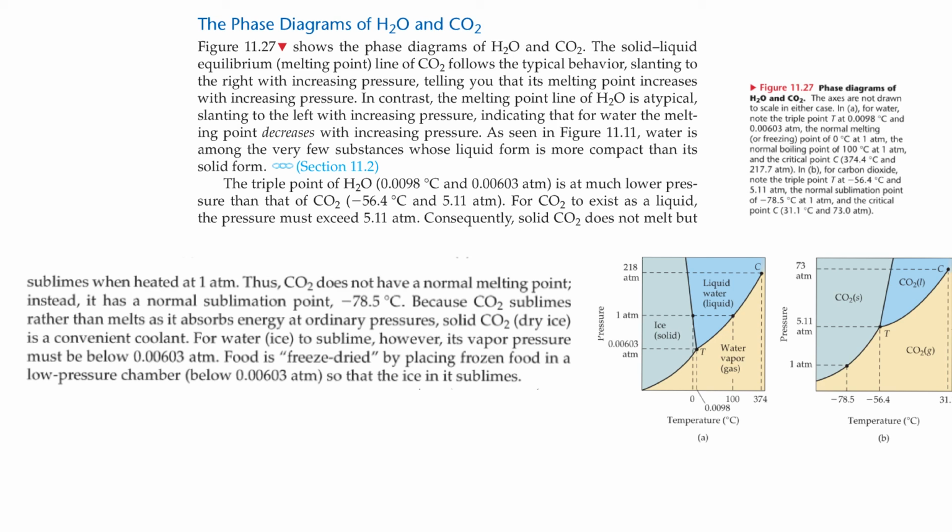Because carbon dioxide sublimes rather than melts, it absorbs energy at ordinary pressures. Solid carbon dioxide, which is called dry ice, is a convenient coolant. For water to sublime, however, its vapor pressure must be below 0.006 atmospheres. Food is freeze-dried by placing frozen food in a low-pressure chamber below 0.006 atmospheres so that the ice in it sublimes.